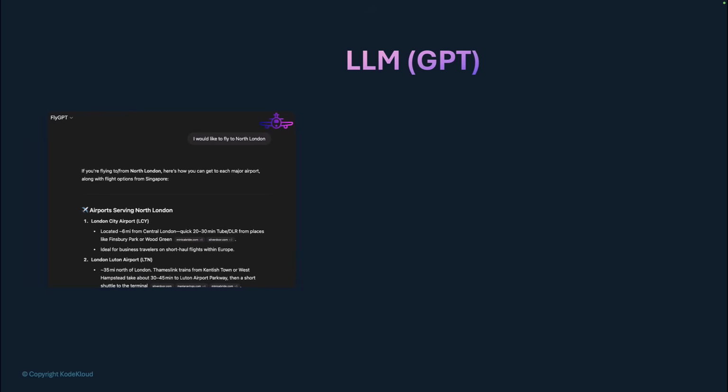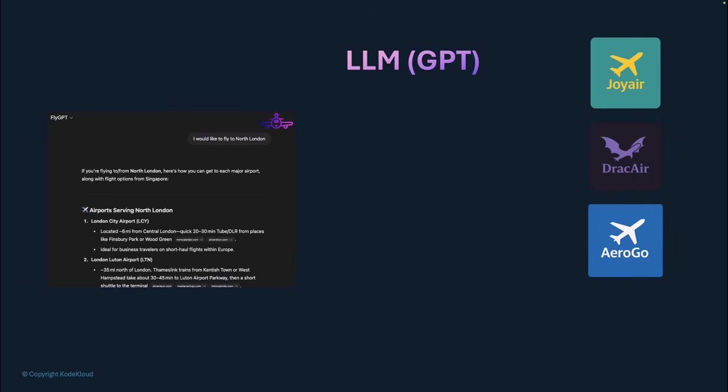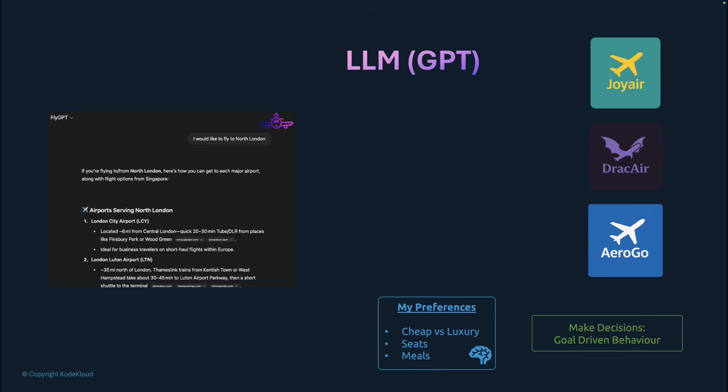Now, in our application, when I say I would like to fly to North London, my application should be able to interact with these third-party flight services, retrieve flight details from these sites, and compare that against my preferences, such as whether I prefer cheap or luxury flights, or my seat preferences or meal preferences. Based on all of that information, it should make a decision for me, and not stop until it's retrieved enough information to make a decision and then book the flights for me and tell me the flight details. So I'd like my AI to take action for me.